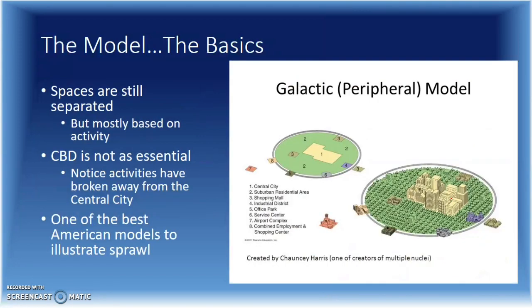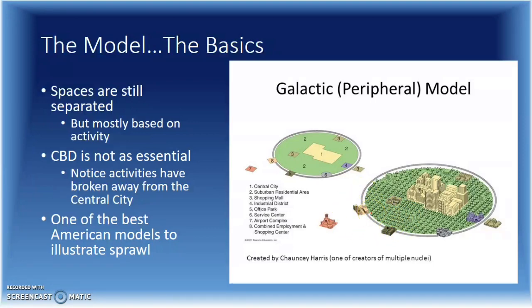So some other things that are important to notice for the peripheral model is that, and I've mentioned this already, the spaces are still separated. You still notice that all of the different activities that we're participating in are in separate spaces. And a lot of that has to do with independent mobility, and a lot of it is because of the cheaper land area that exists on the periphery of the urban space, and also the fact that you have people that are living out in this direction.